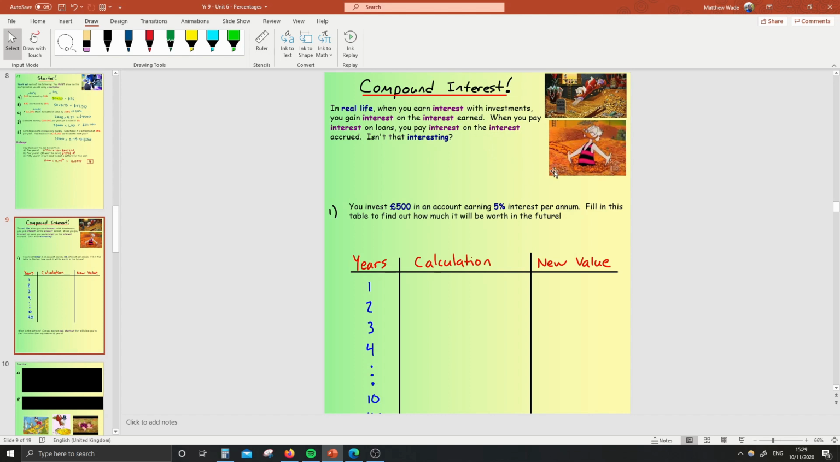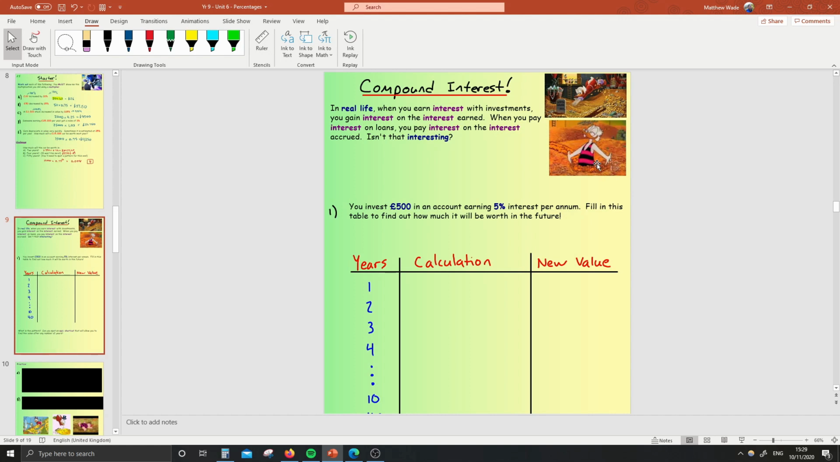Now, unfortunately, it works two ways. It doesn't just work when you have money that you have saved. It also works when you owe money as well. So when you get something like a mortgage in order to buy a house, you end up paying a lot more than the house is worth because of the mortgage.